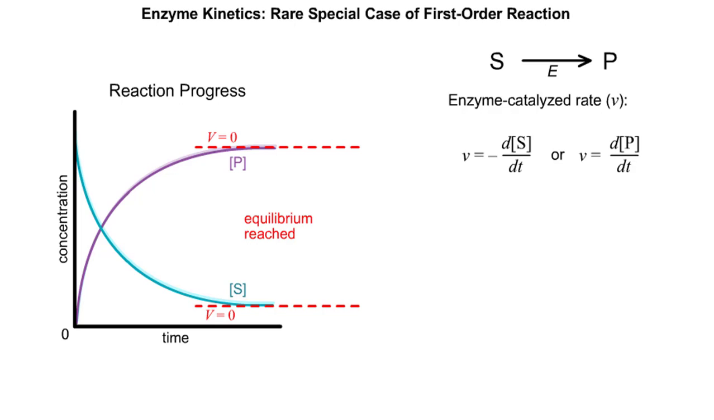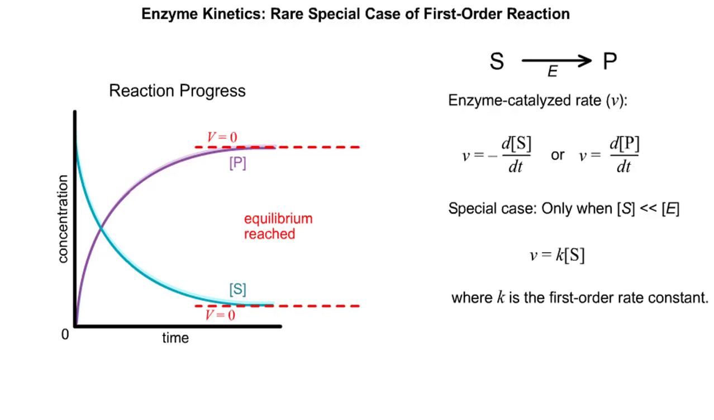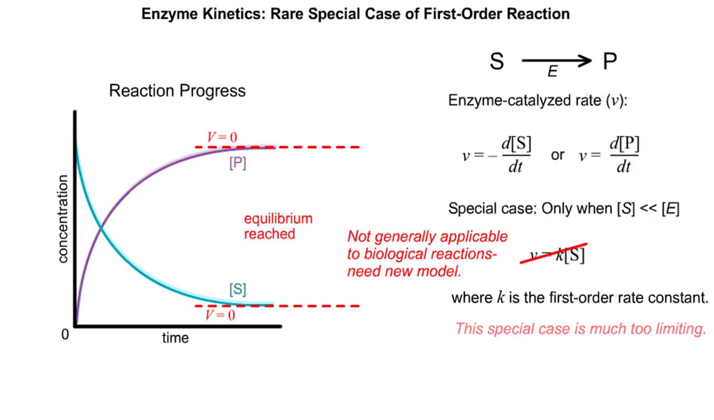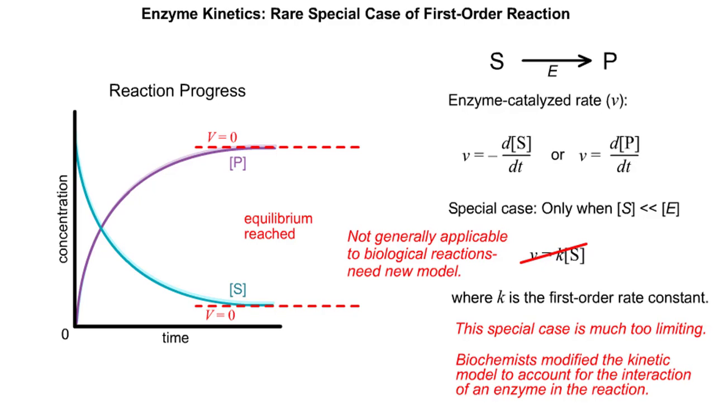The rate equation for an enzyme-catalyzed reaction with a single substrate is the same as the rate equation for the simple non-enzymatic reaction, but only when the concentration of substrate is so low that the enzyme has very little chance to convert it to product. Under these unique conditions, it appears that the reaction is first order with respect to substrate. However, this special case is much too limiting and rarely applies in biological and experimental systems. Consequently, biochemists must use a different model to describe the kinetics of biological reactions catalyzed by enzymes.